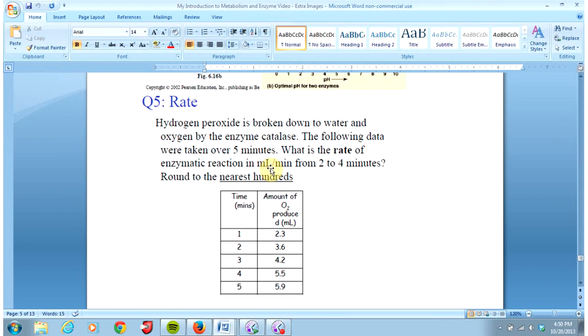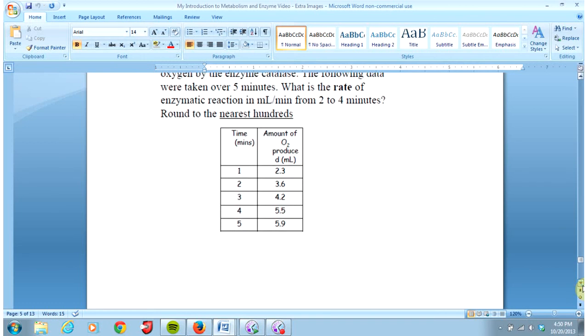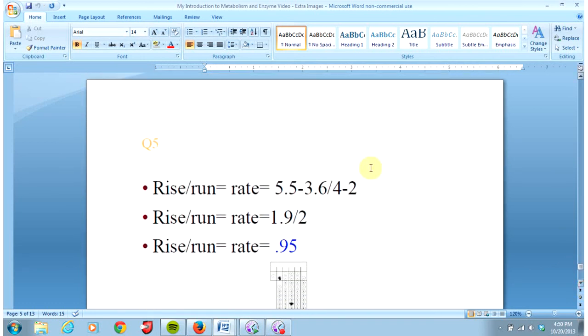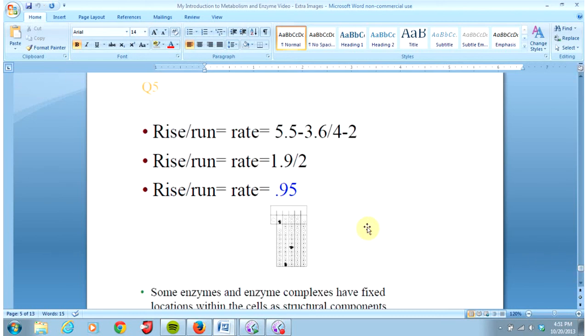Well, this is a typical rise over run problem where we look at the change in the amount of oxygen produced over the change in time. So the way they calculated that was by subtracting the amount of oxygen produced at 2 minutes from the amount produced at 4 minutes, over the change in time, 4 minus 2. And we ended up with a value of 0.95 milliliters per minute. And on your actual AP test, you would have to grid in your answer. So they're just showing you how to do that there.